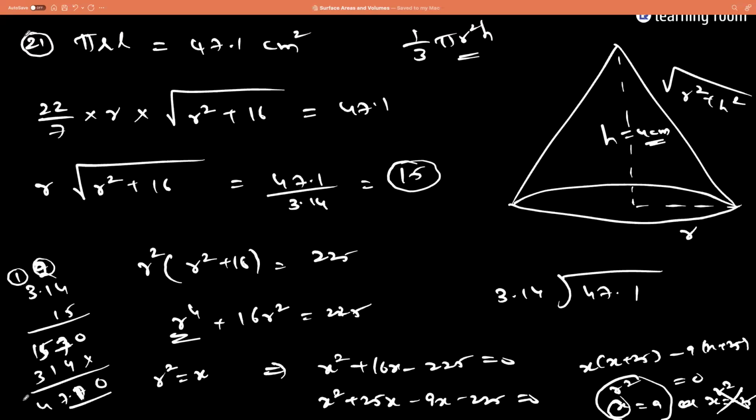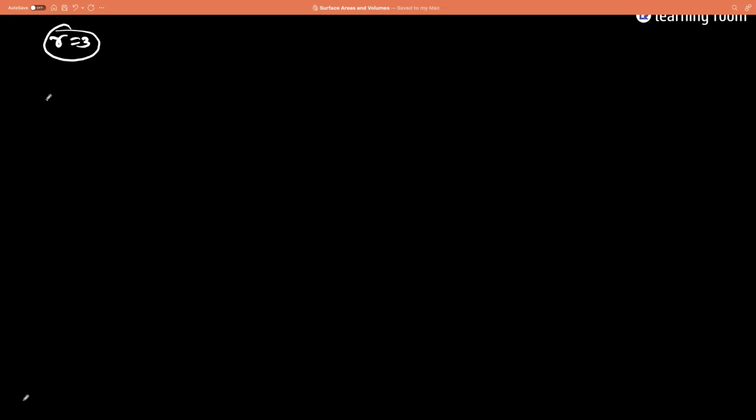So what are we asked to find? We are asked to find the volume. So volume is going to be 1 by 3 into pi R square into H. H is 4. So 66 into 4 divided by 7.